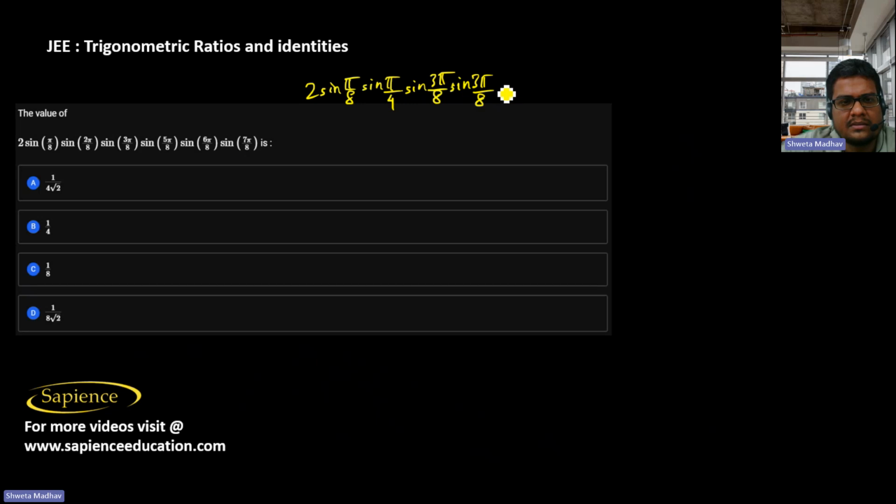Sine 6 pi by 8 I can write as sine 2 pi by 8, that is sine pi by 4. Sine 7 pi by 8 I can write as sine pi by 8. So this will be 2 sine square pi by 8 into sine square pi by 4 into sine square pi by 4 into sine square 3 pi by 8.